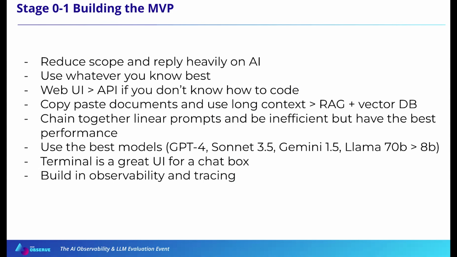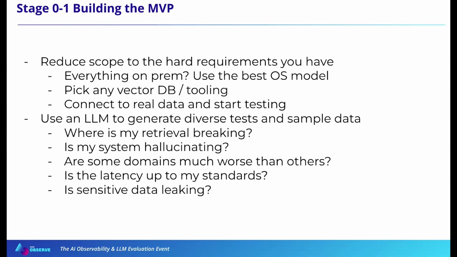Step 0, use an LLM. Use GPT-4. Use the best model. Use whatever vector DB. Use LangChain if you've heard of LangChain. Terminal is a great UI. If you don't know how to code, just copy paste stuff into the chat window. RAG, don't worry about like all this crazy retrieval. First, see if your app really works. Just take your document, copy paste it, throw it in the chat window. Start verifying if it works. From there is where we start testing.